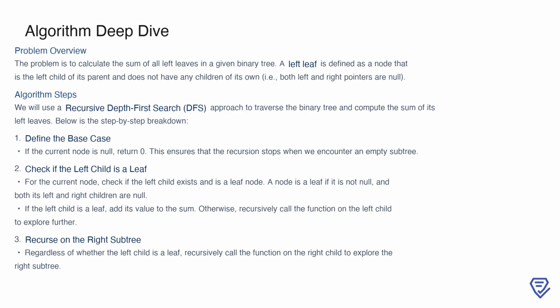If it is, we add its value to the sum. If the left child isn't a leaf, we continue the recursion to explore deeper into the left subtree. Finally, we also recursively process the right subtree for the current node, as it may have its own left leaves. The combination of these steps ensures that we comprehensively traverse the entire tree while focusing specifically on the left leaves.